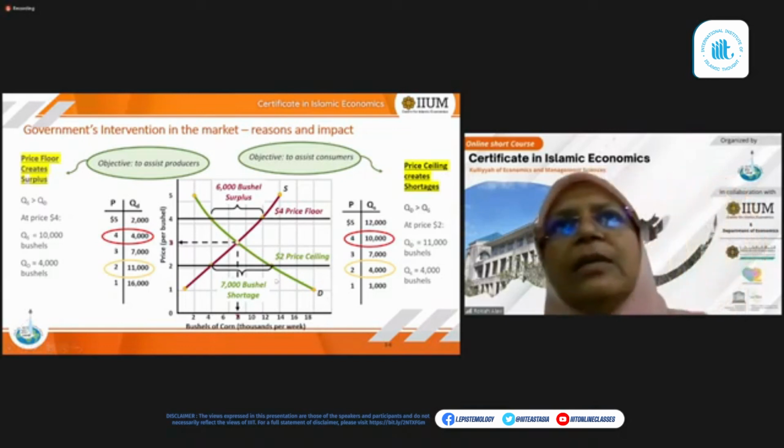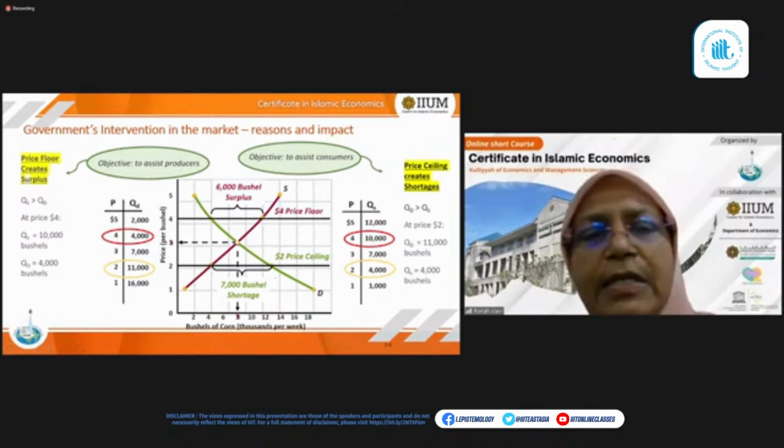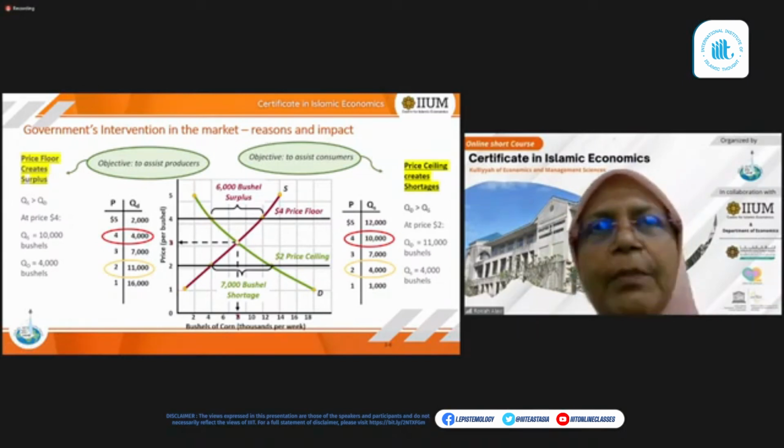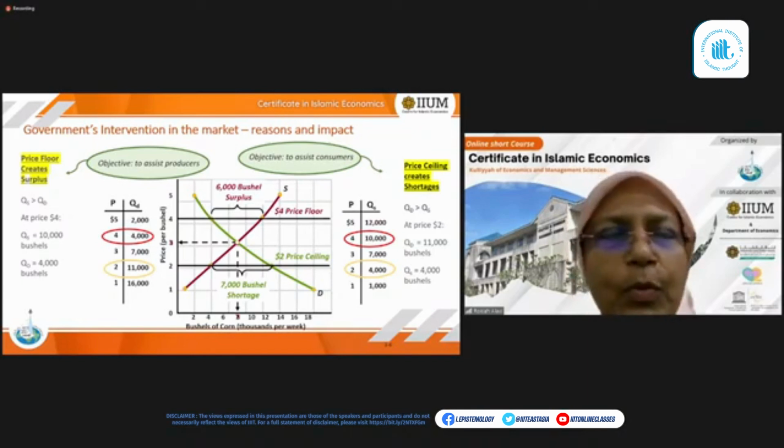But in the real world, in Malaysia, it's common. We have this price ceiling for petroleum. The price is lower than the world market price. It's much, much lower because we are an oil producing country.